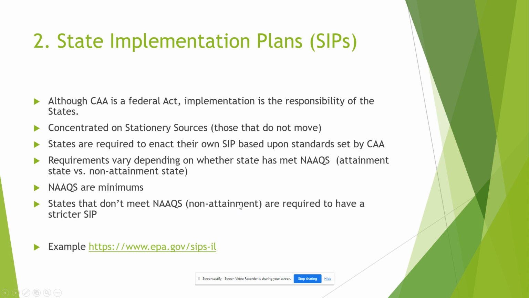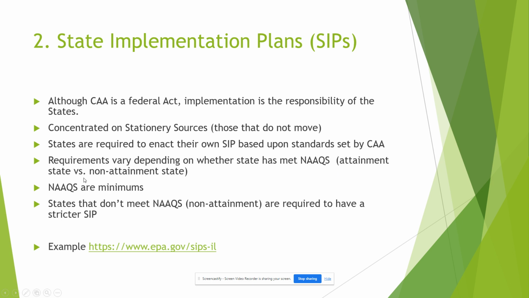And some states have met the NAAQs, right? They are good. They are probably more rural states or smaller states that don't have a lot of industry that creates pollution or uses those criteria pollutants. So they might not have to worry about it. We call the states that are under or at the NAAQs attainment states.